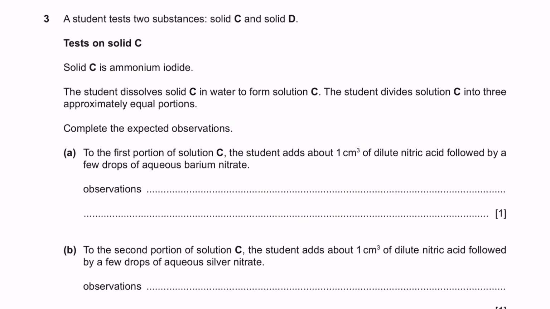Question 3. A student tests two substances, solid C and solid G. Test on solid C. Solid C is ammonium iodide, so it must consist of ammonium cation and iodide anion. The student dissolves solid C in water to form solution C. The student divides solution C into 3 approximately equal portions. Complete the expected observations. These types of questions are related to your anions, cations, and gases tests.